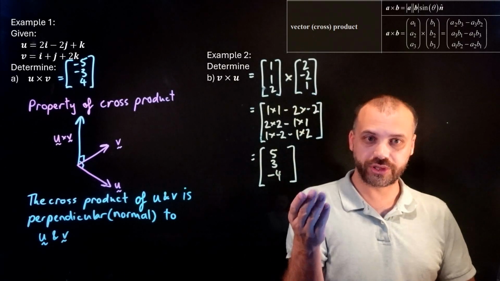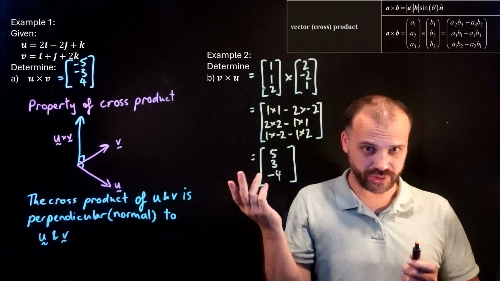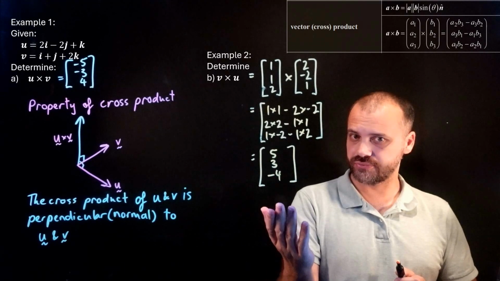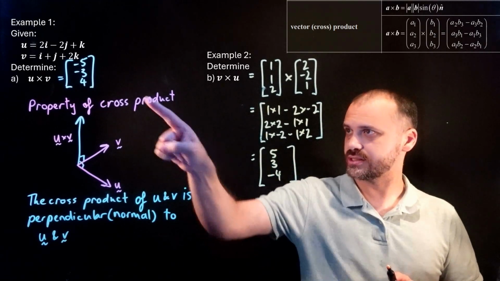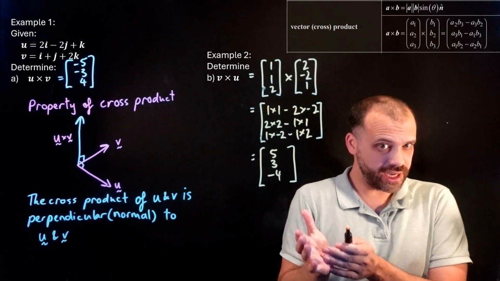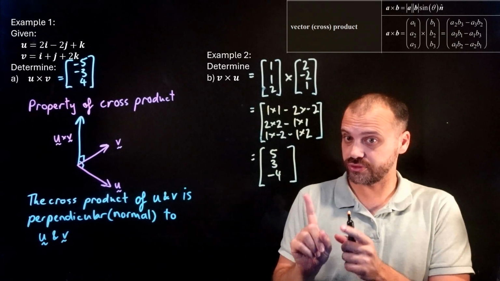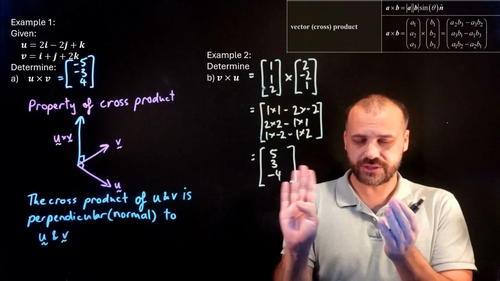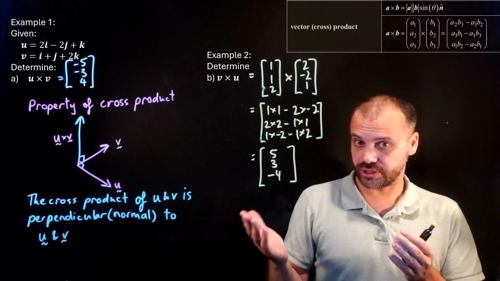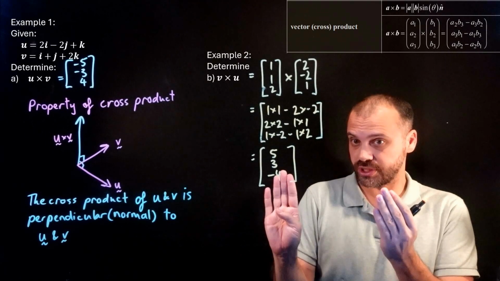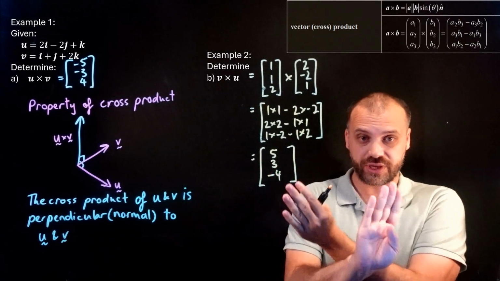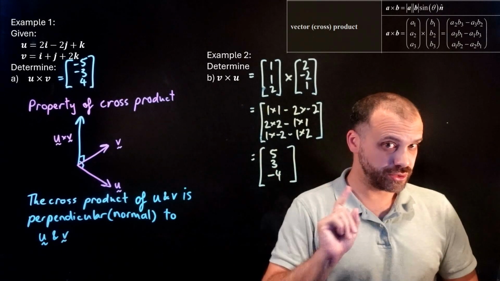All right, so I did my working. I followed the formula. I don't have this memorized. 5, 3, negative 4. And you can see this answer is different to that answer. They're obviously related to each other, but they are different, right? So order matters when it comes to the cross product, right? U cross product V is not the same as V cross product U.